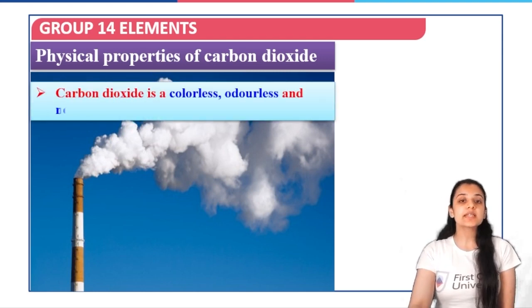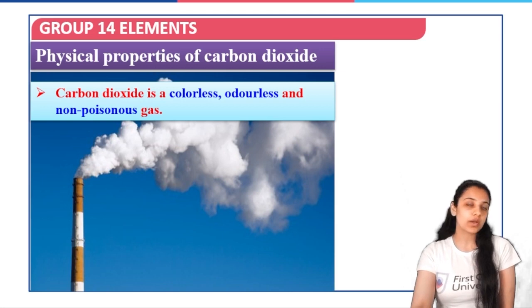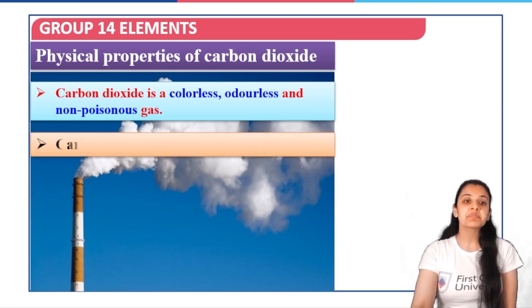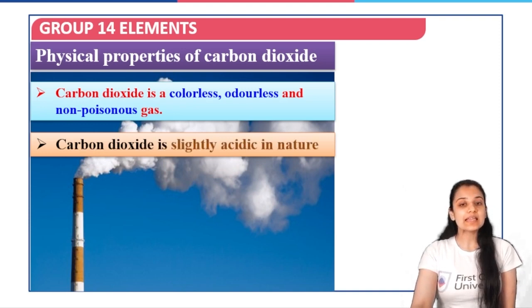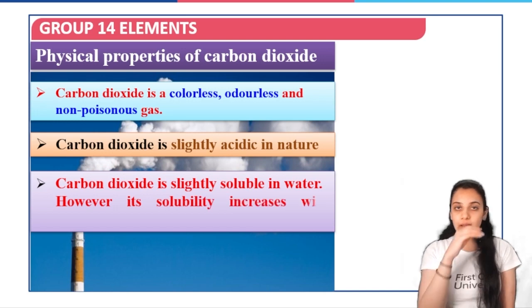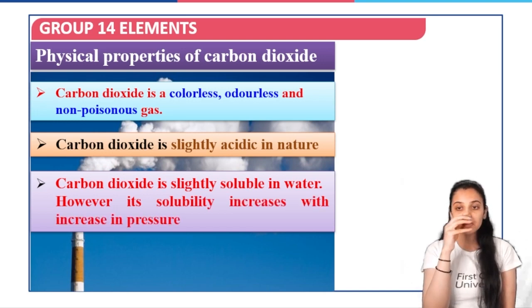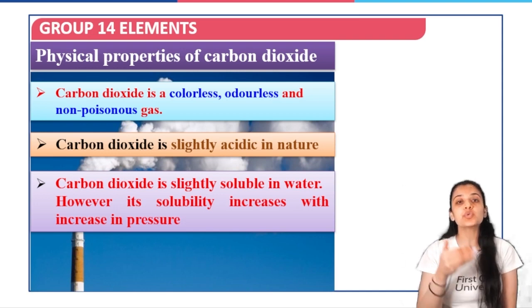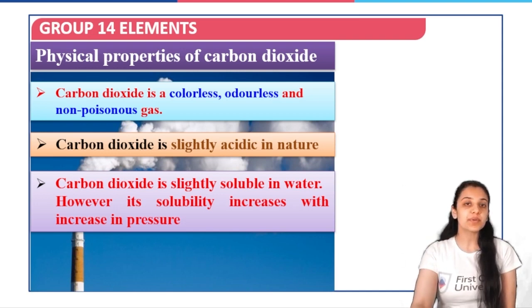So carbon dioxide is again colorless and odorless like carbon monoxide, but it is non-poisonous. Carbon dioxide is slightly acidic in nature. It is slightly soluble in water. Carbon monoxide was completely insoluble in water, but carbon dioxide is slightly soluble in water. However, its solubility increases with the increase in pressure. So when we increase the pressure, the solubility of carbon dioxide will increase.